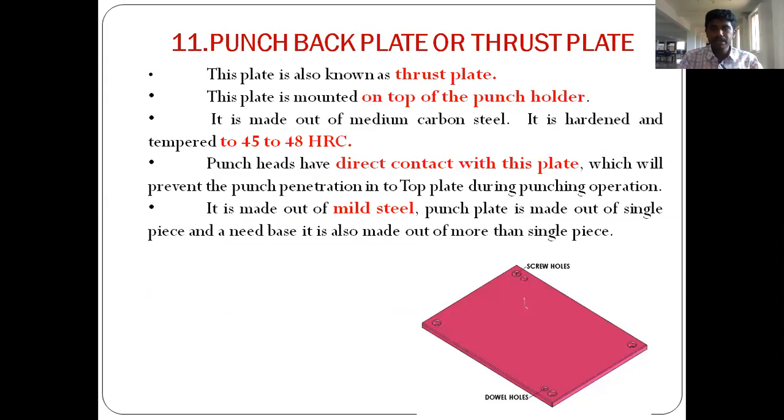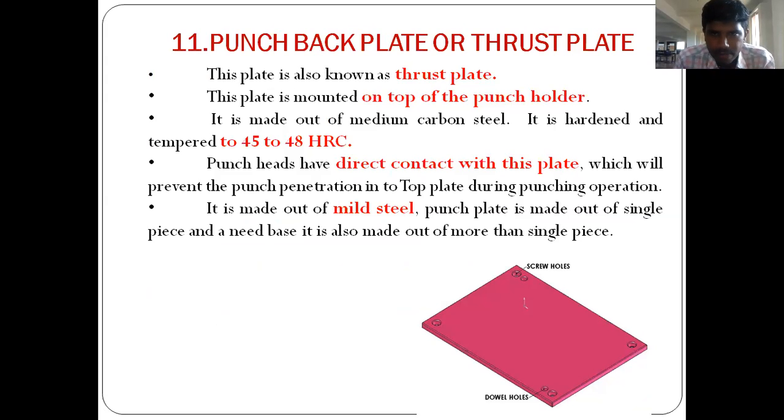The next is the punch back plate. The punch back plate is also known as the truss plate. It's a plate mounted on the top of the punch holder. It acts like a support to the punch plate. It is made up of medium carbon steel and hardened to 45 to 48 HRC.